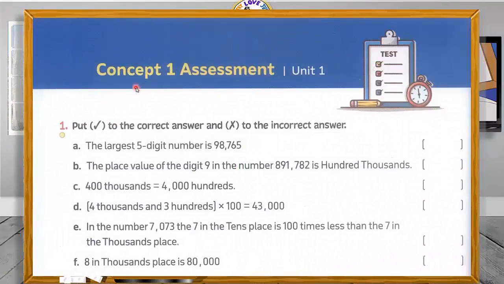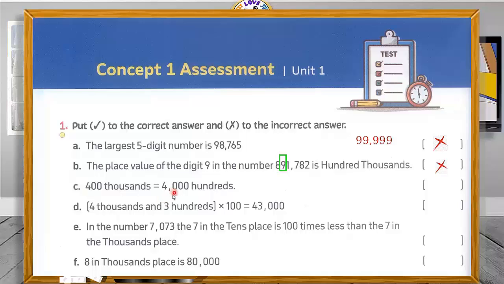Now we solve the concept 1 assessment. Put true or false. The largest 5-digit number is 98,765. Is this right or not right? Not right. Why? Because the right answer is five nines, like this: 99,999. The place value of digit 9: he asks you about digit 9 in this number. Is 100,000. 9 in the 100,000 place, true or false? 9 is in the 10,000 place. So this phrase is not right.